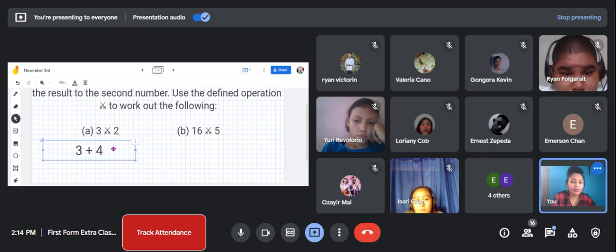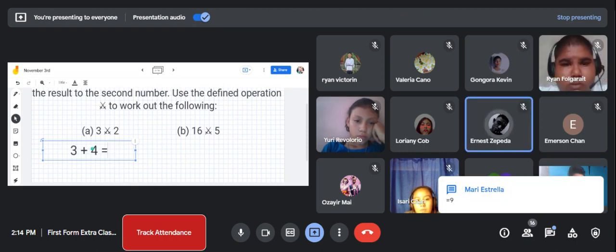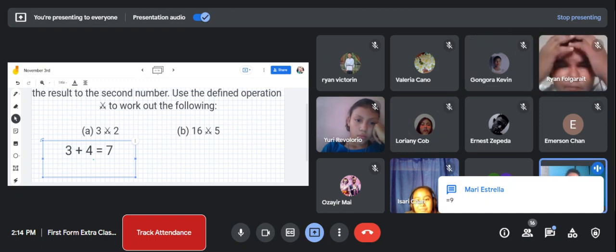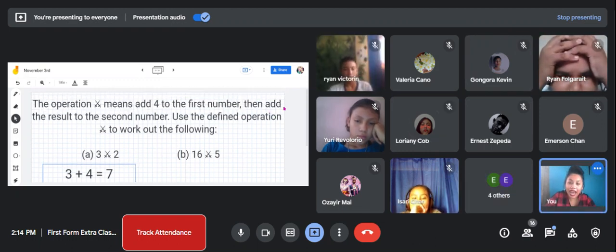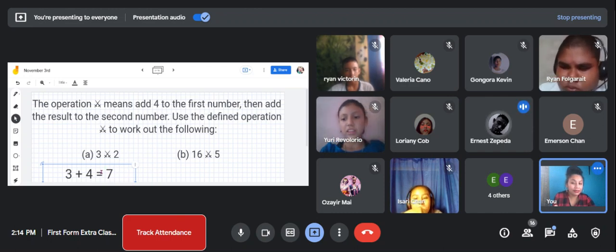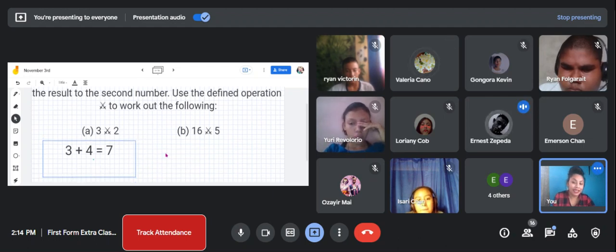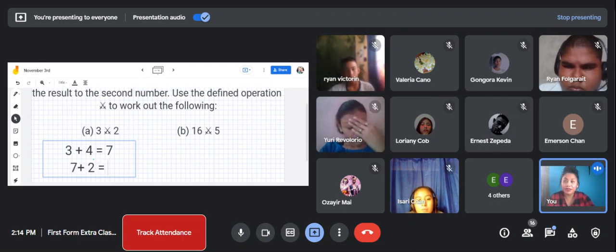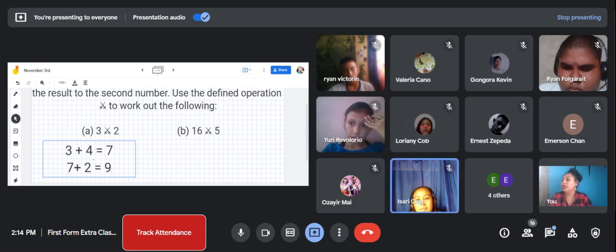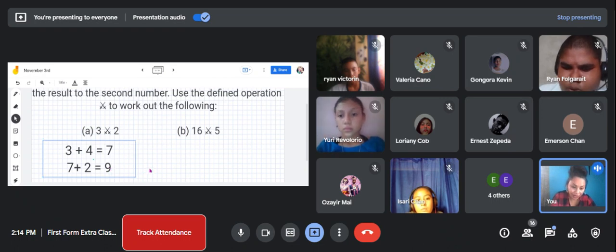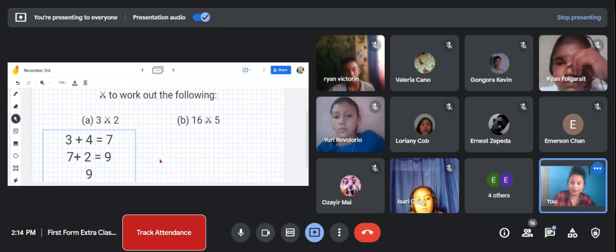How much does that give you? 7, Miss. Very good. Now it says, then add the result. And what was my result? 7. To the second number. And what is the second number? 2, Miss. So what am I going to do? I'm going to do 7 plus 2, and that gives you? 9. Okay. So my answer in this case is going to be 9.